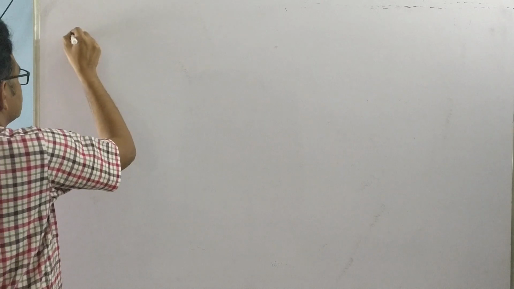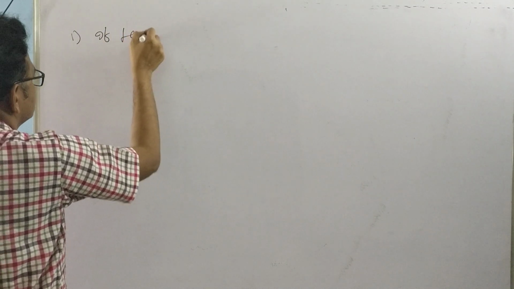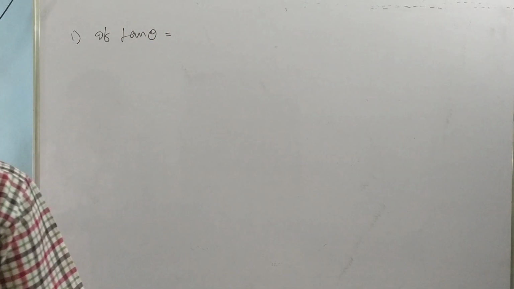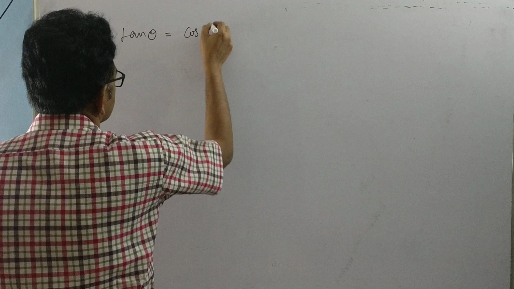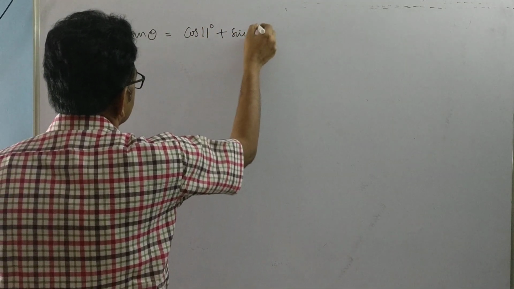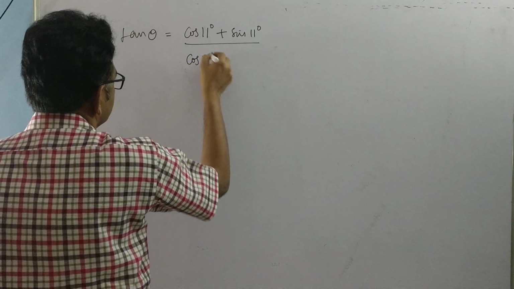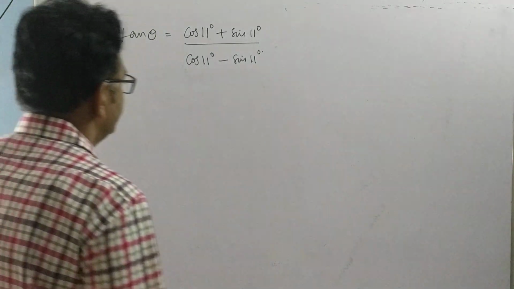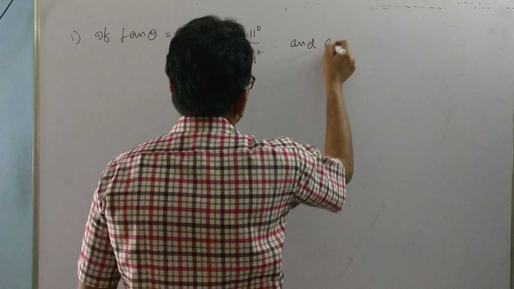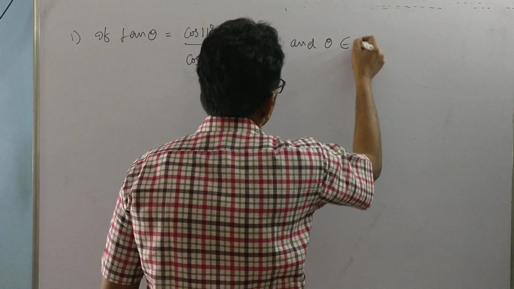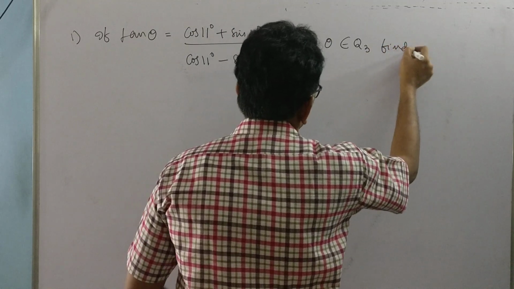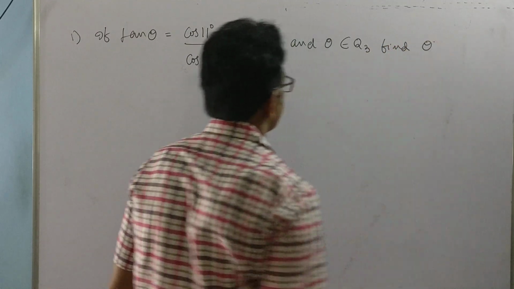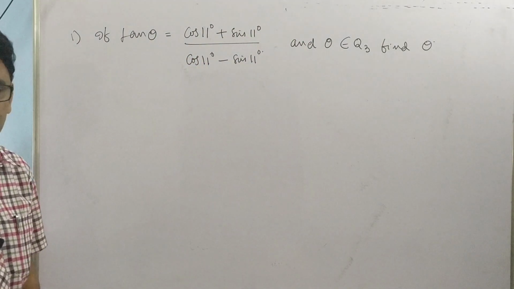Next problem. If tan theta is equal to (cos 11 degrees plus sin 11 degrees) by (cos 11 degrees minus sin 11 degrees), and theta belongs to the third quadrant, then find theta. Theta is in the third quadrant, then find theta.